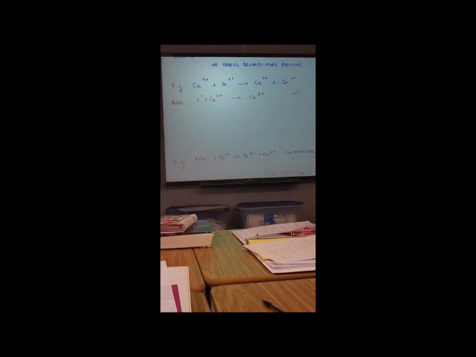So now I'm going to look at the oxidation half reaction, which involves Sn 2+ being oxidized to Sn 4+. For Sn 2+ to increase its charge by a magnitude of 2, what has to happen? You have to take away 2 electrons. It has to give away 2 electrons.